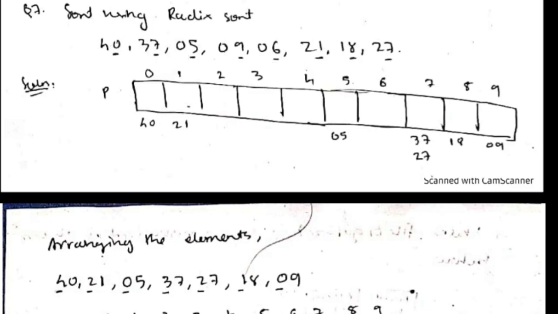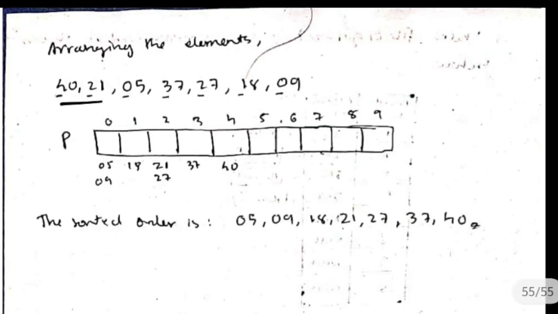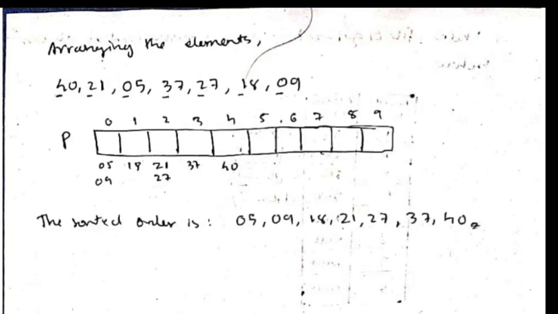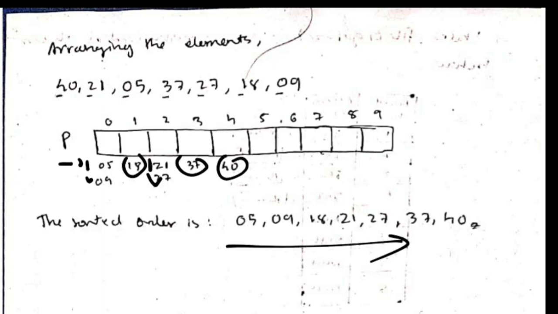We will take the arrangement of the elements in this order: 40, 21, 05, 37, 27 and so on. Then we will see the first digit, which is 0, 1, 2, like that. So 40 will be stored at the fourth position, and 21 will be stored at the second position, and so on. After doing that, we will get the sorted order in this way: 05, 09, 18, 21, 27, 37 and 40. This is the ordered way.